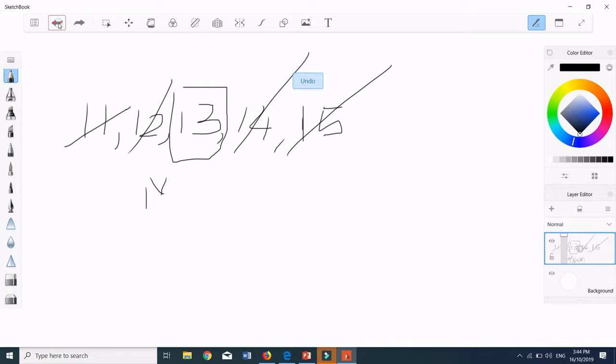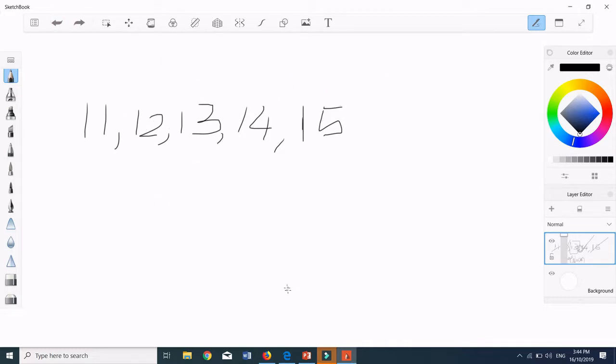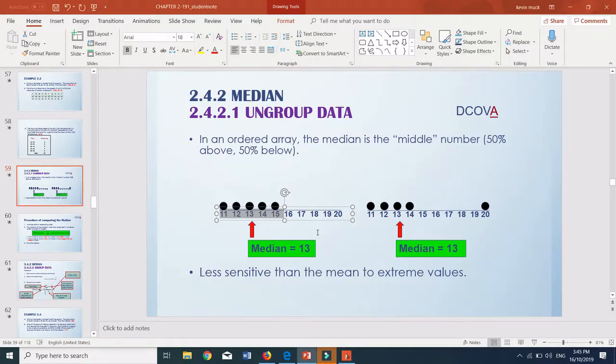But one thing that is very important is that it's not like the mean. The mean will be influenced if you change the numbers over here. But if, let's say, 15 is changed to 20, the median is still the same, because we are taking the number in the middle.